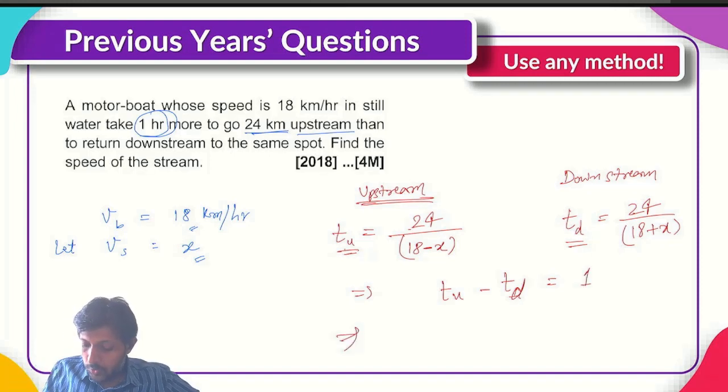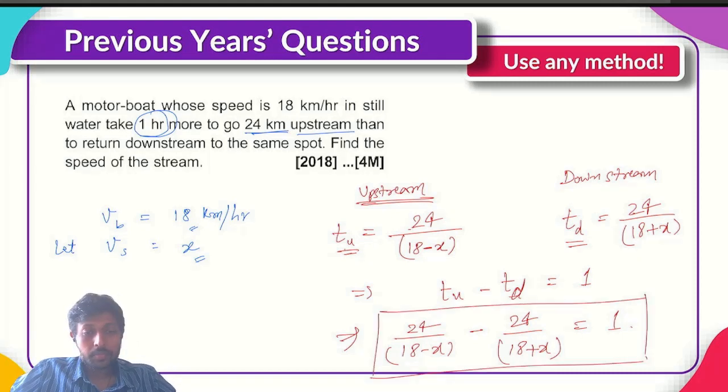Let's substitute the values. 24 upon 18 minus x, minus 24 upon 18 plus x, is equal to 1. This is going to give us a quadratic equation in x, and then we solve for x and find out the value of x. I think you can proceed from here and solve for x and get the answer.